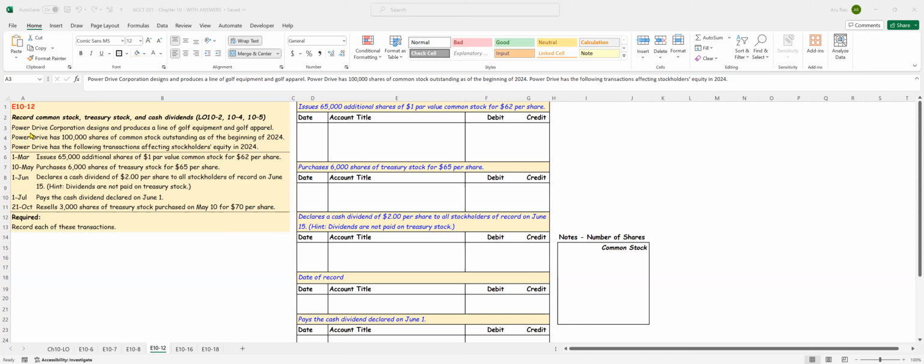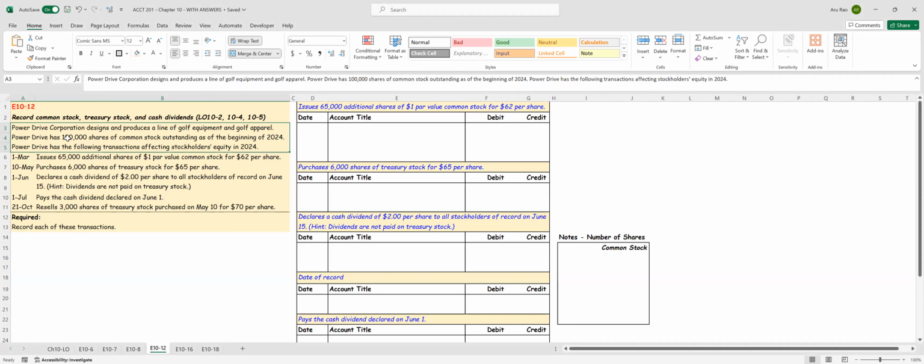Okay, in this exercise, we're going to be looking at issuing common stock, buying back treasury stock, and paying cash dividends. So let's start by reading the exercise and seeing what opening information we have, as in what information is carried over from the previous year.